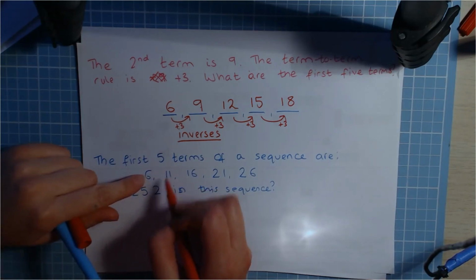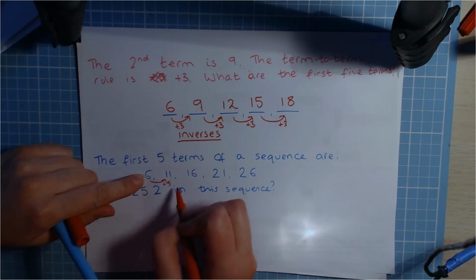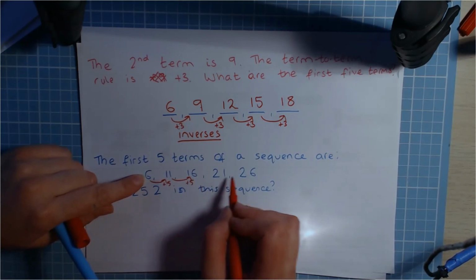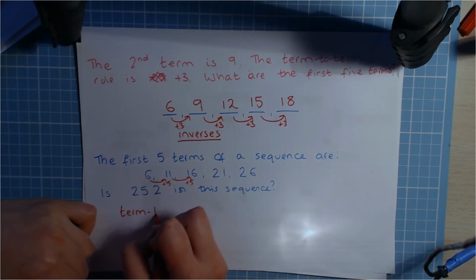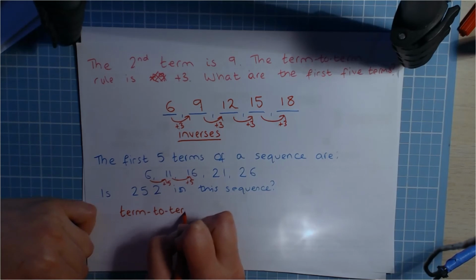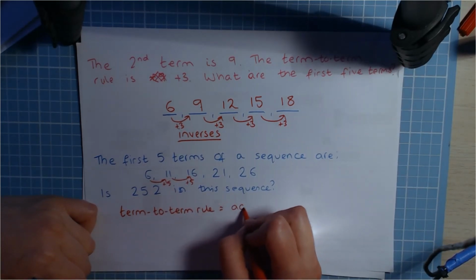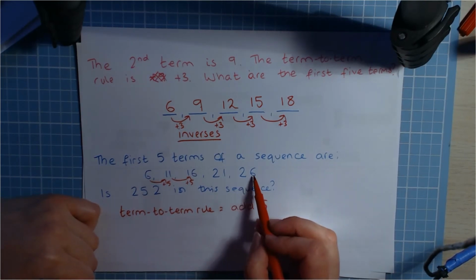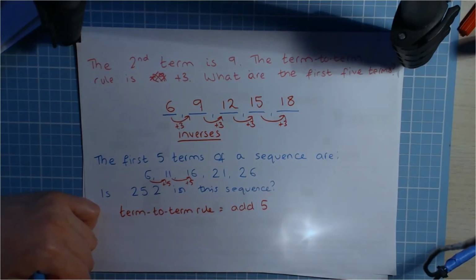So 6 add what is 11? Well, 6 add 5 is 11. 11 add 5 is 16. Add 5, add 5. So our term-to-term rule is to add 5. Okay, we could keep on going, but that's going to take us a really long time to get up to 252. It's probably not the best use of our time, is it?